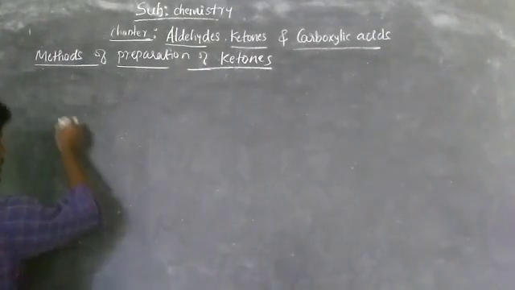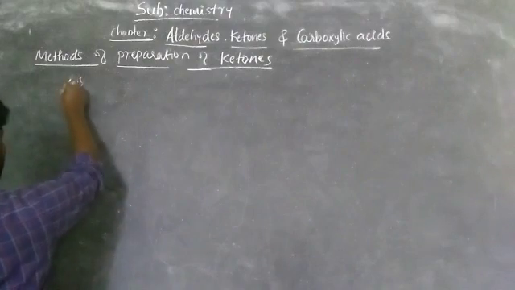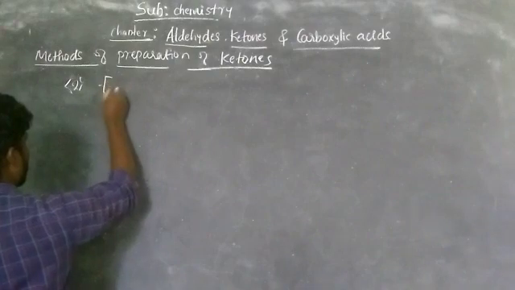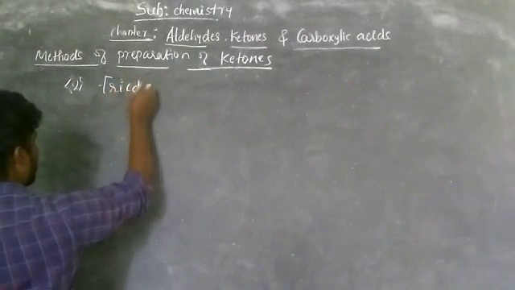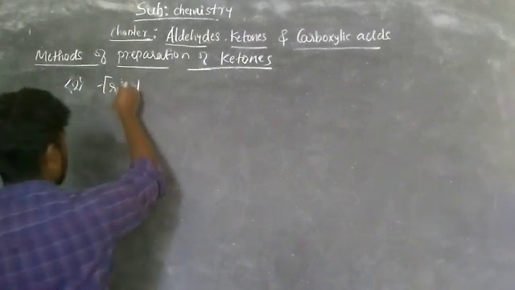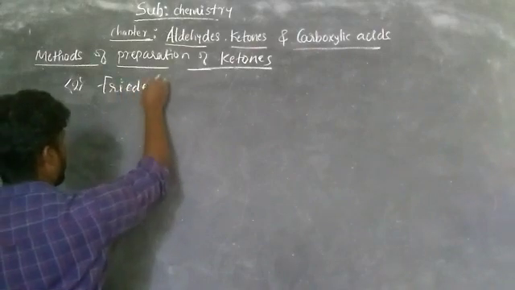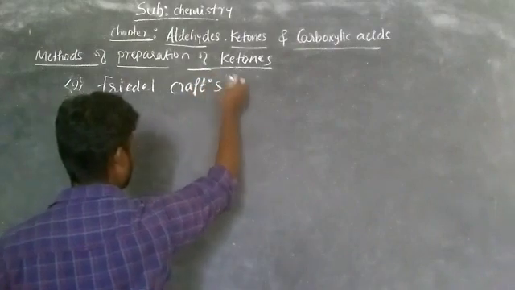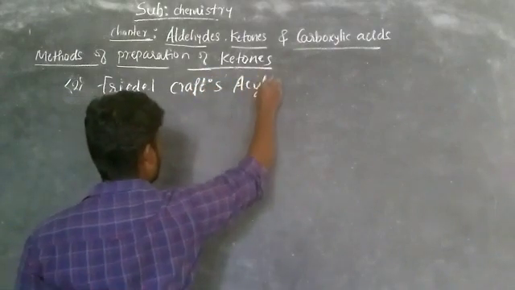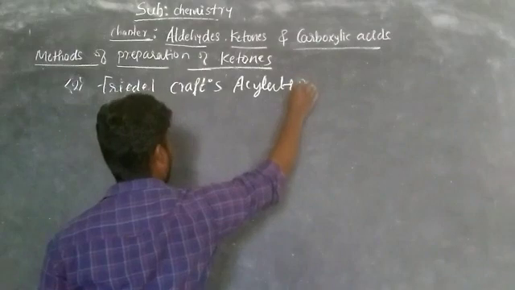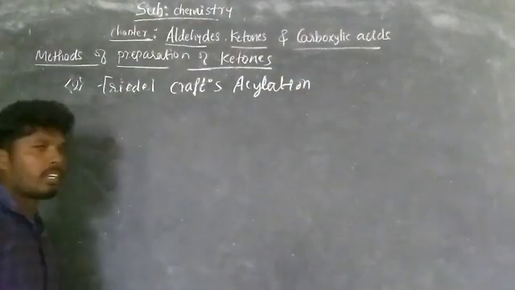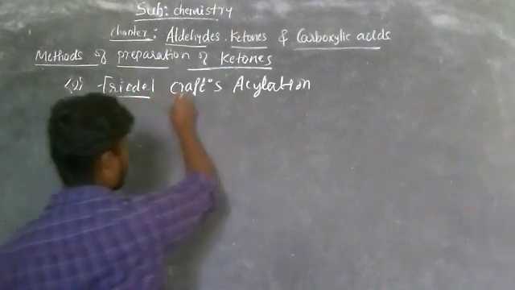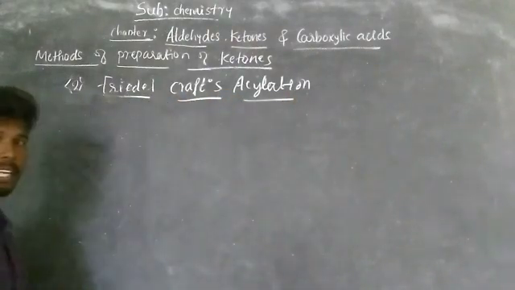The second method is Friedel-Crafts acylation. Already we learned Friedel-Crafts acylation in phenols. Here also we are studying Friedel-Crafts acylation.